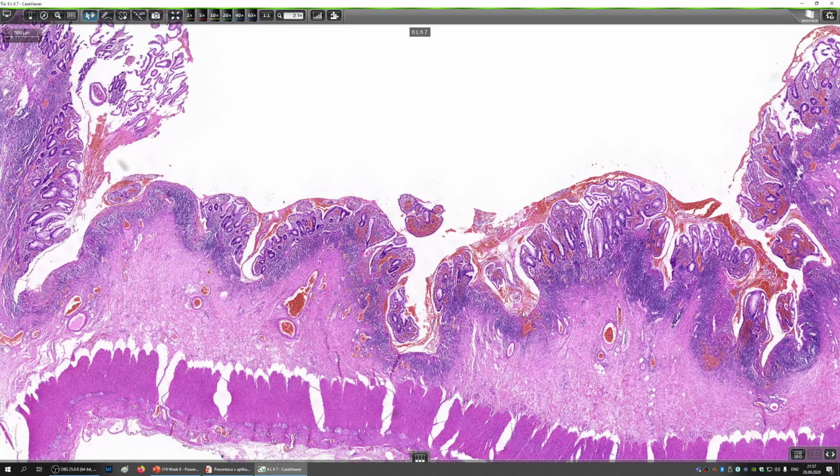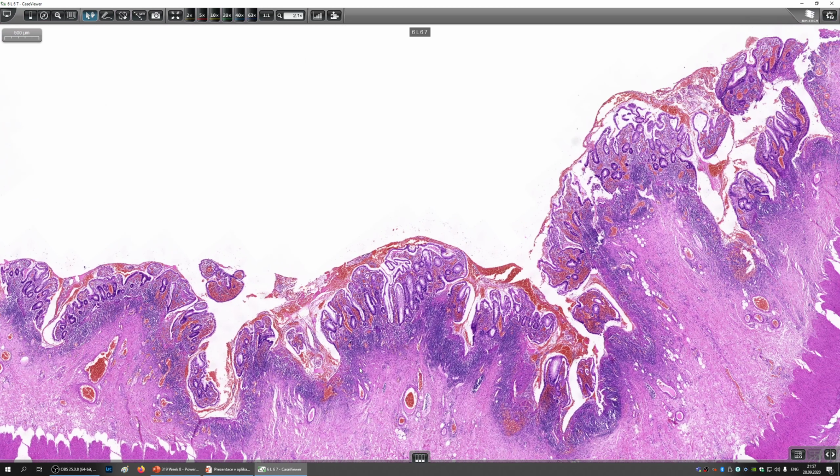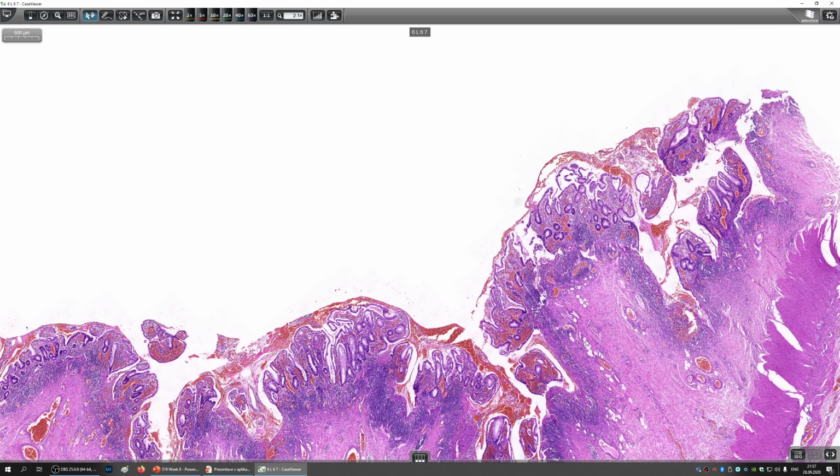Okay, let's get back to the ulcerous colitis. So there are both acute and chronic changes, and what you're going to see in endoscopy are going to be the erosions and ulcerations and the inflammatory pseudopolyps.